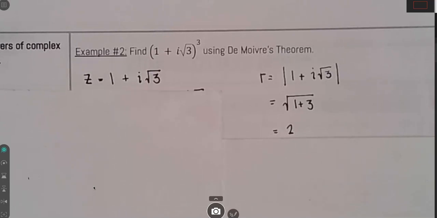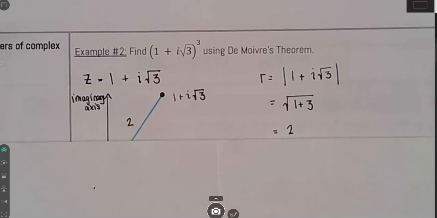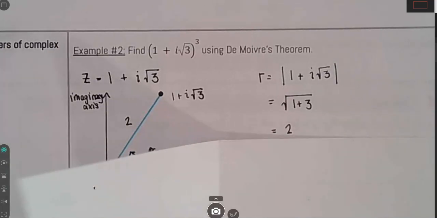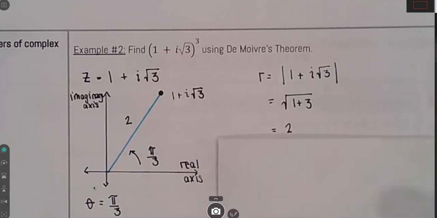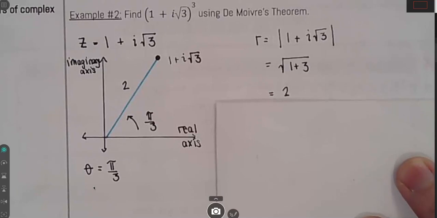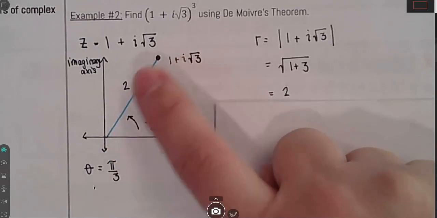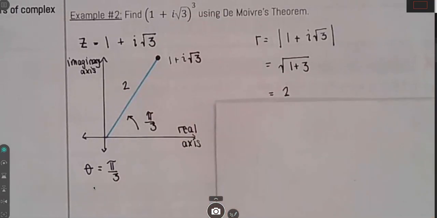Okay, I'll give you guys a little bit more. So theta, this is 1. This is 1 plus i root 3. It has a radius of 2. Theta is pi over 3.